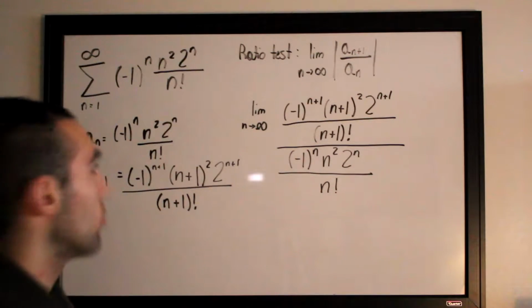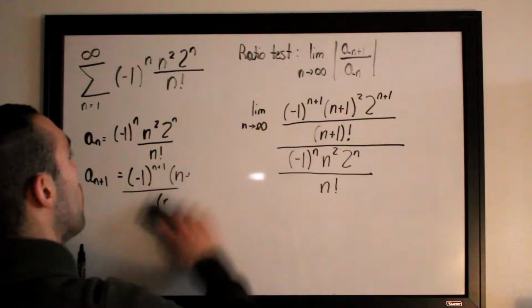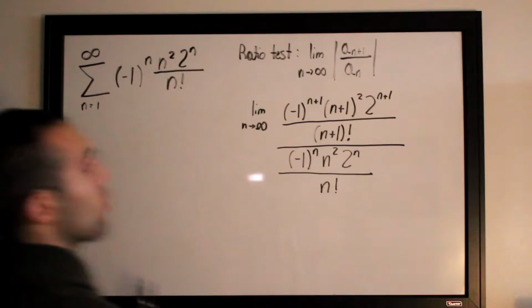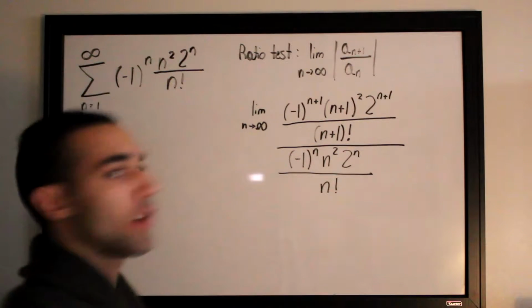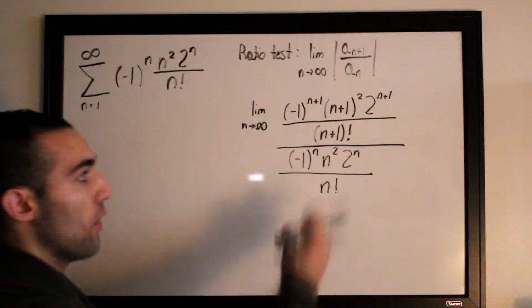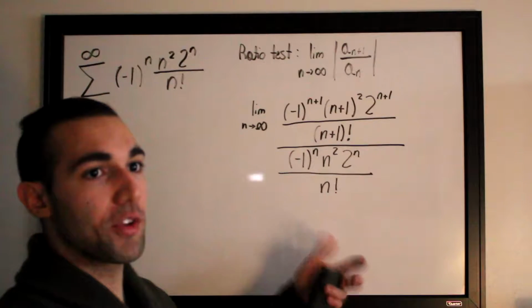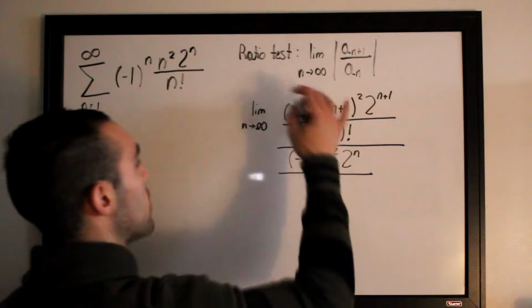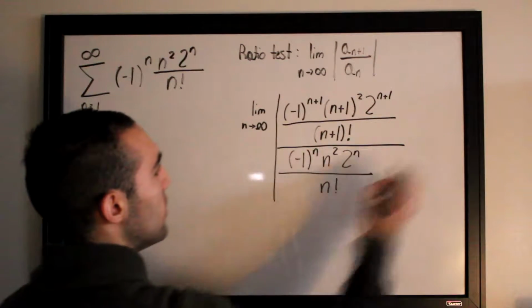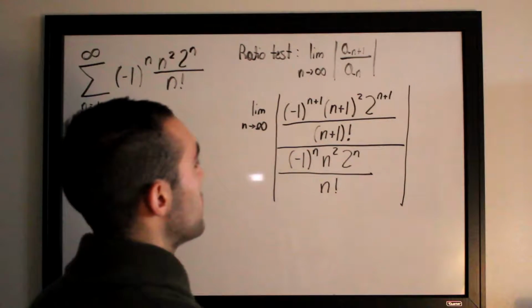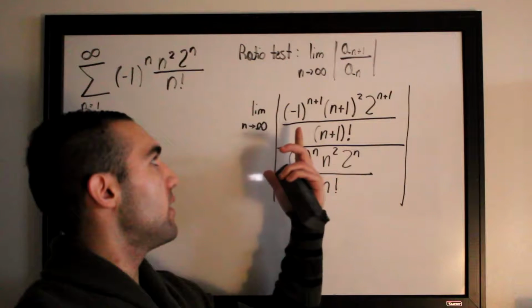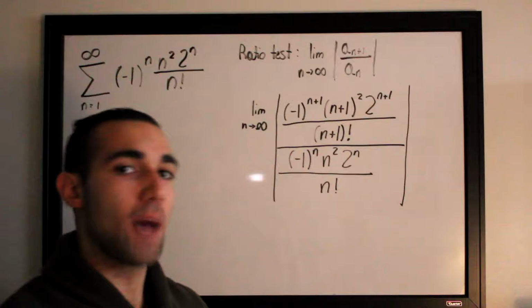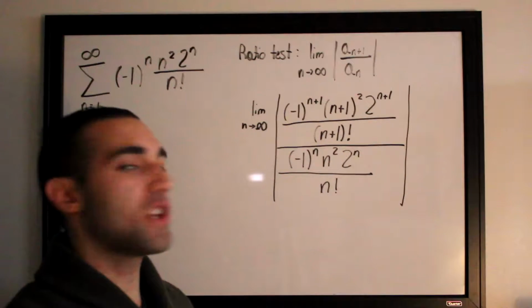Now I'm going to have to clear some room over here, because we're going to flip this and multiply in order to cancel out any common terms. Whenever you divide fractions, you can multiply by the reciprocal. Also, the ratio test involves an absolute value. So we'll take the absolute value of this entire thing, and negative 1 to the n plus 1, regardless of what n is, if you take the absolute value of it, it's going to essentially cancel out.